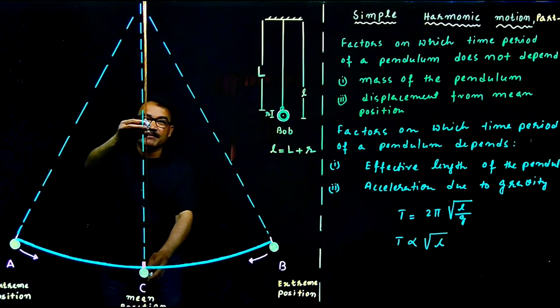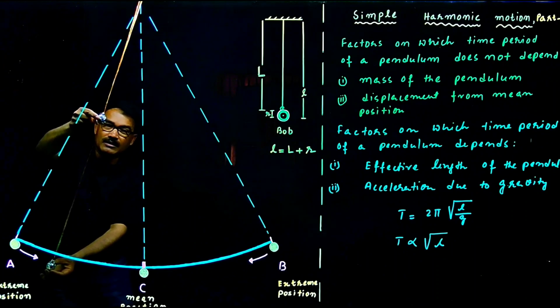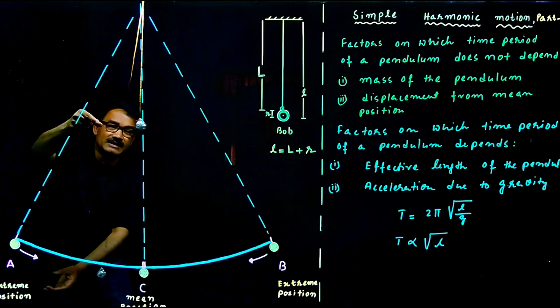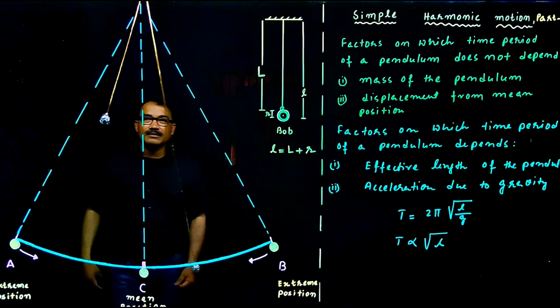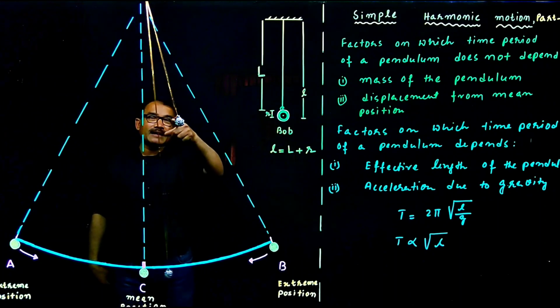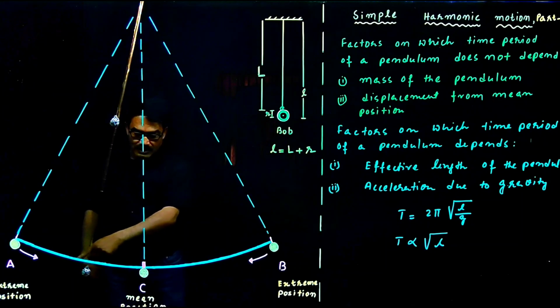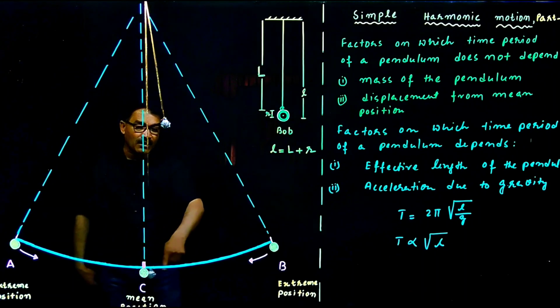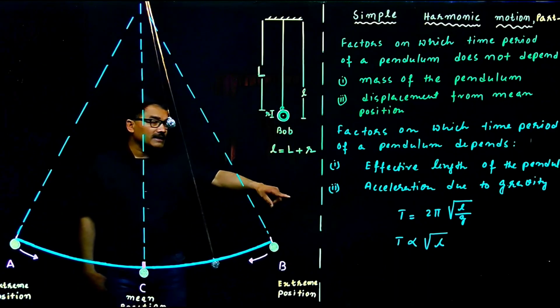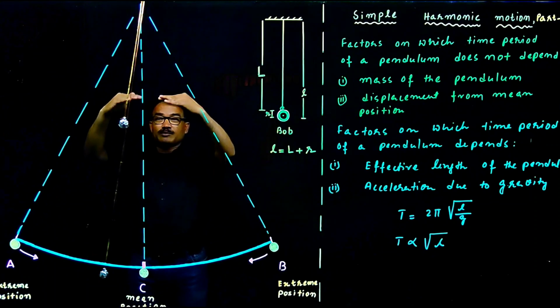So let us displace them by the same amount, and let us find out which one is moving faster and which one is moving slower. Which one takes more time for one oscillation, which one takes less time for one oscillation. You check. The smaller one is moving faster, so that means it is taking less time for one oscillation, and this one is moving slower. That means it is taking more time for one oscillation, and that tells you that the time period is directly proportional to square root of the length of the pendulum.